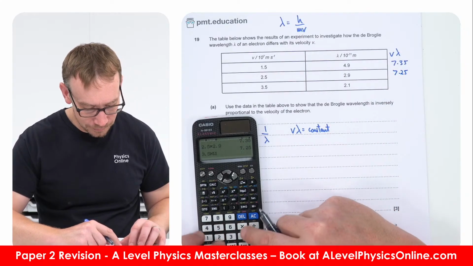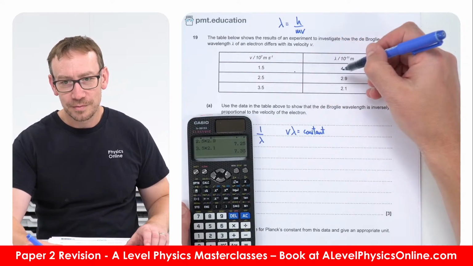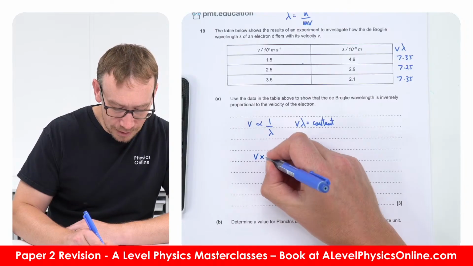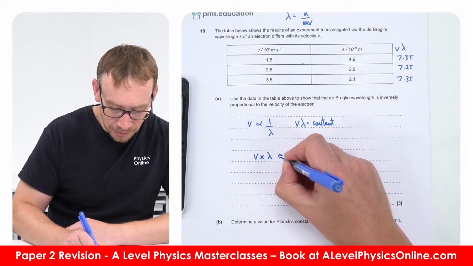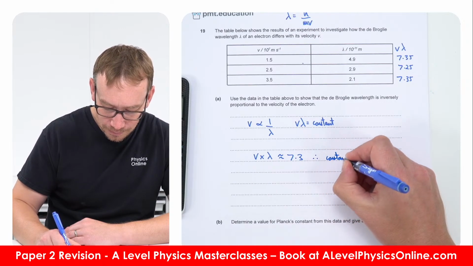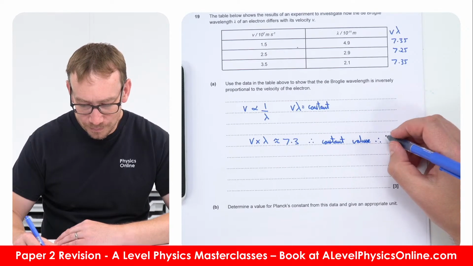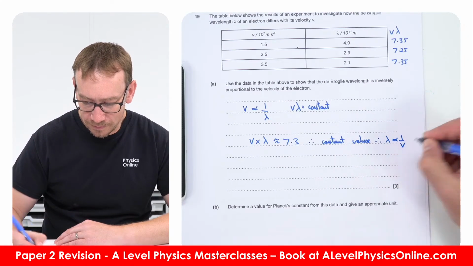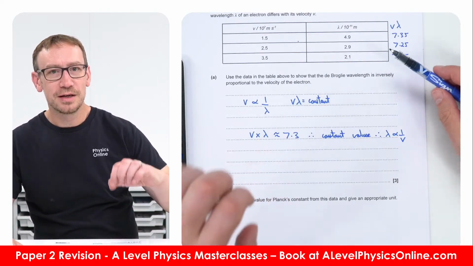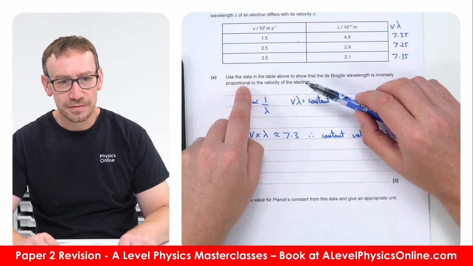7.25, and 7.35. So I would say that this times that is going to be the same, and therefore we can say that v times lambda is approximately equal to 7.3. Therefore it's going to be a constant value, and therefore the wavelength is proportional to 1 over v. So what I would be doing is doing the calculation, making it really clear, and then writing a nice sentence that sums this up. So we can use the data to verify this relationship.